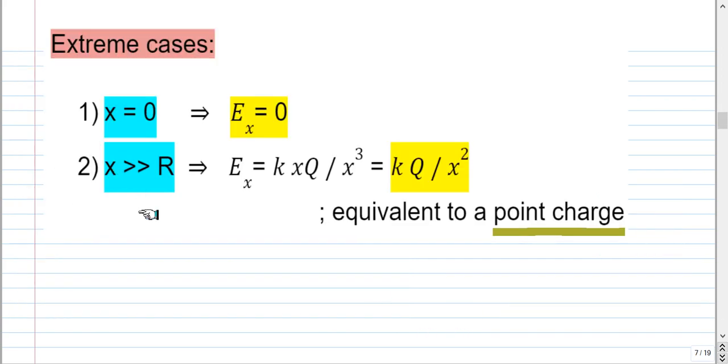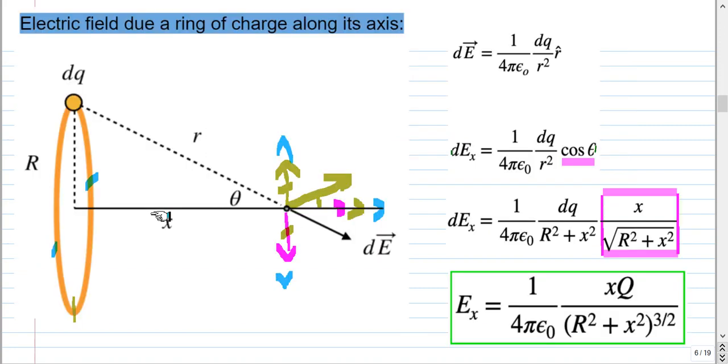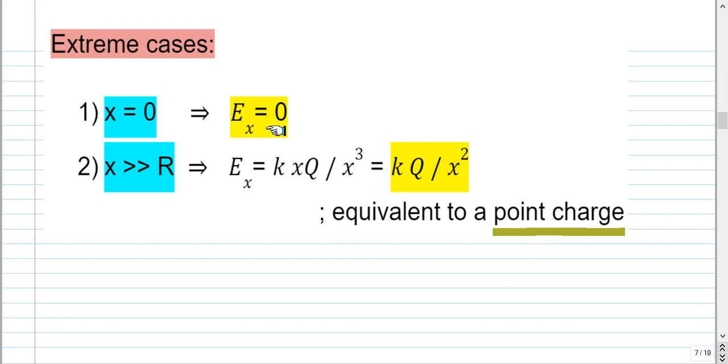Another extreme case is x much greater than r. So we're finding the electric field at points which are much farther away from this ring. From a very far distance, the ring will appear as a point charge of charge Q. So the electric field should come out to be 1 by 4 pi epsilon naught Q divided by the distance square, that is x square. In this expression, if you use the condition that x is much larger, r square can be neglected. So the new denominator will become x cube, and x by x cube will become 1 by x square. So it's as if it's a point charge. So it behaves like a point charge when x is much larger than the size of the ring.